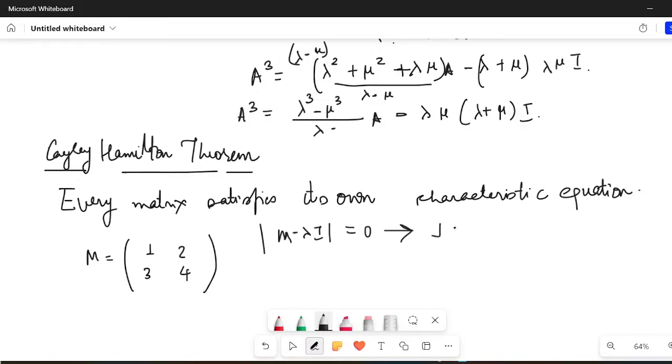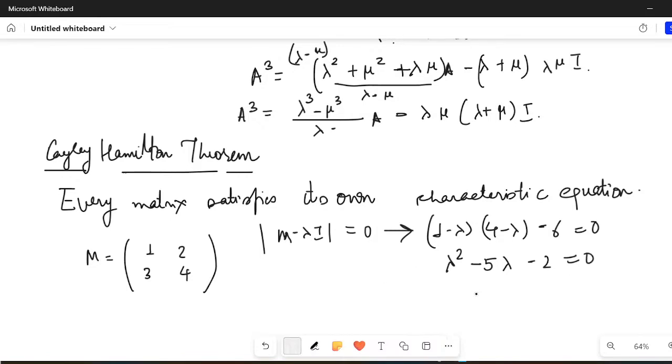I will simply get (1 − λ)(4 − λ) − 6 = 0. If I solve this particular thing, what will I get? I will get λ² − 5λ + 4 − 2, so I'll get λ² − 5λ − 2 = 0. Now this is your characteristic equation.